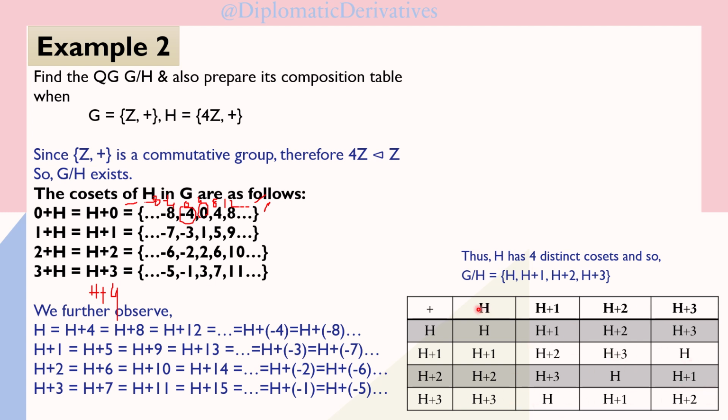This shows that what? H is the identity. Okay, because with H everything is repeated. Here also with H everything is repeated. H is the identity element.